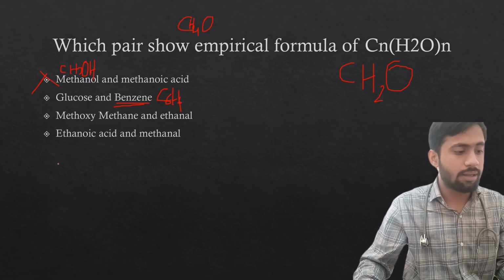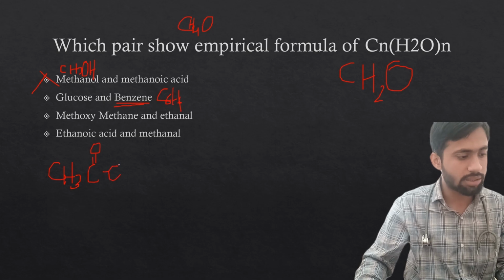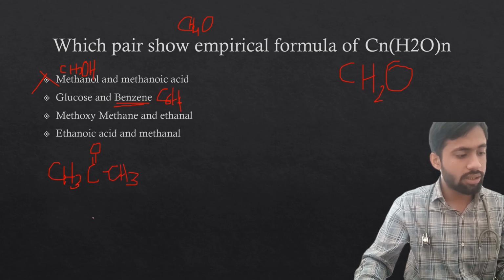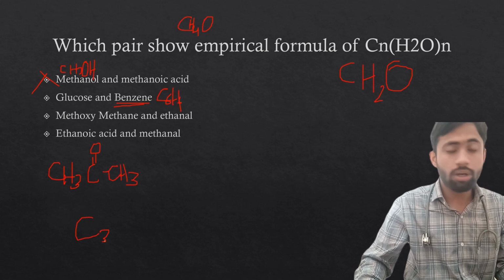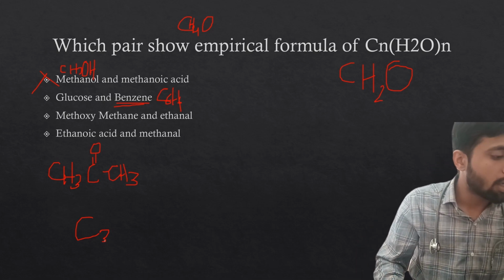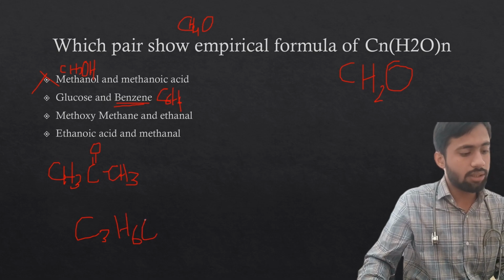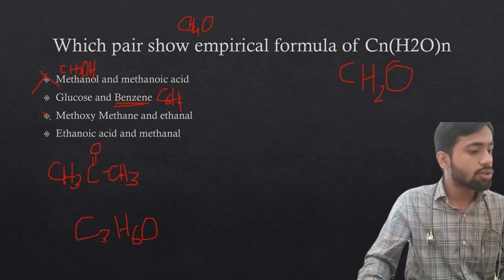Methoxymethane and ethanol. So methoxymethane is basically CH3, C double bond O, and C is methoxymethane. So CH3. So there are three carbons. So for now three carbons, I need to have at least six hydrogen. Let's see. 3 and 3. Yes, I have 6 hydrogen. Now I need to have 3 oxygen. I have only 1 oxygen. So this is also wrong.